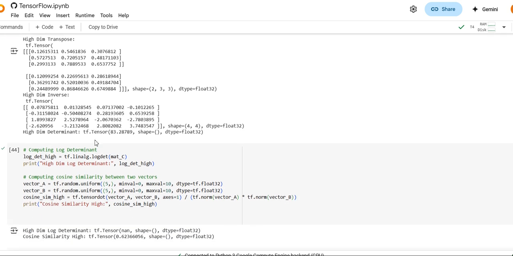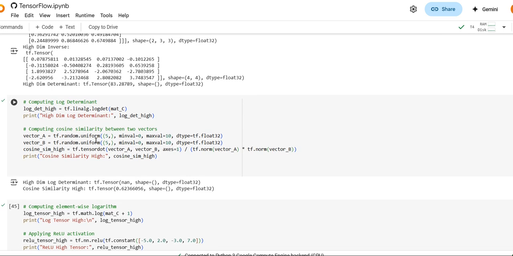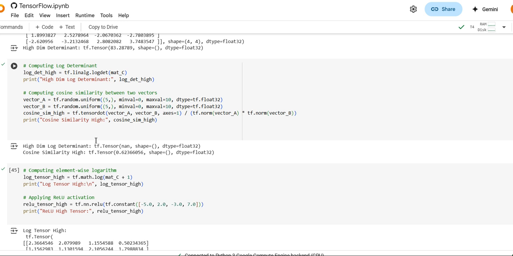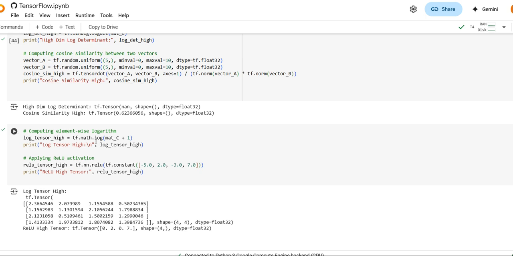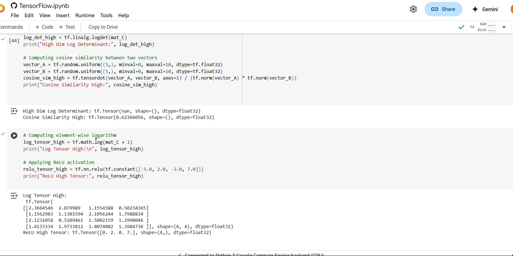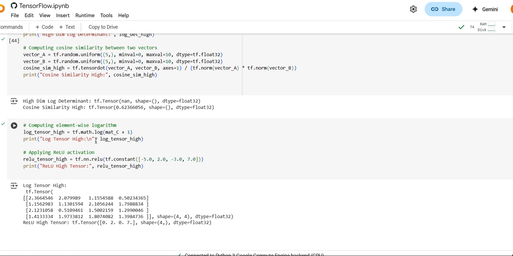So the transpose, inverse, and determinant. The transpose changes the axis order, whereas inverse and determinant apply to square matrices commonly used in solving linear systems. More of matrices and similarity. Cholesky can fail on non-positive definite matrices, whereas cosine similarity is often used in NLP and recommendation engines. So we finish with the log transformation and ReLU function, which are standard tools in every ML pipeline.